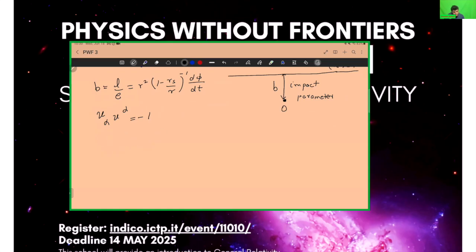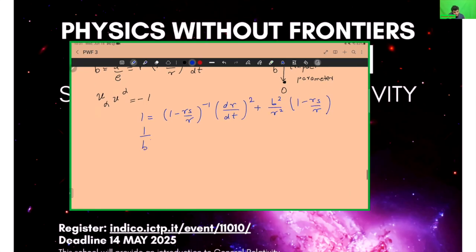Well, okay, let me write it down in two different forms. One form is this: 1 equals (1 minus rs over r) inverse (dr over dt) squared plus b squared over r squared (1 minus rs over r). Okay, so this equation is not that illuminating, but you can write this equation down in this form: 1 over b squared. So you just divide both sides by b squared, equals 1 over b times (1 minus rs over r) (dr over dt) squared plus 1 over r squared (1 minus rs over r).